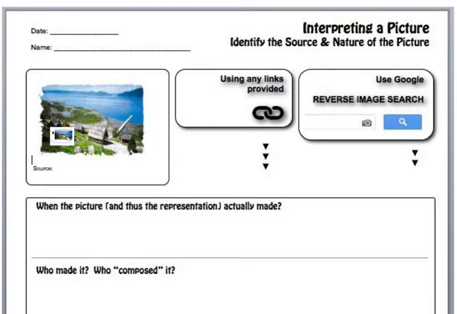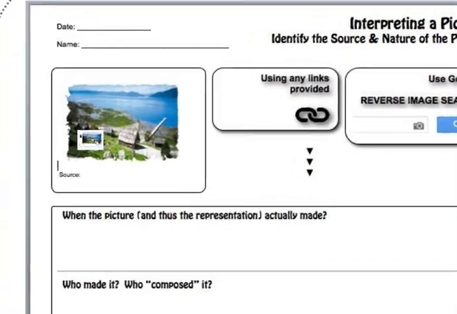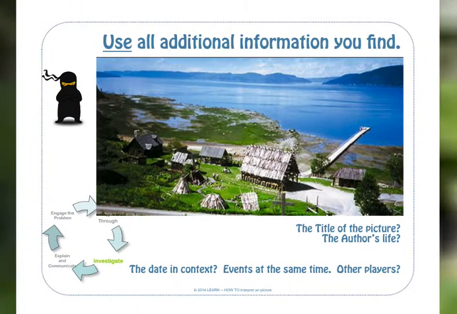When the picture was actually made, who made it? That implies something. Who composed this image? Do you know anything about him? Can you trust him? And use all the additional information you can find. Like, for example, the title of the picture might be significant. The author you found out before, what do you know about his life? The date, in the context of what was going on at the time, the events, and other people involved.